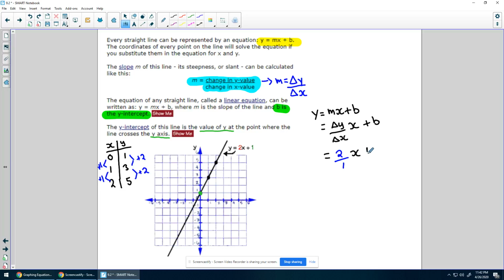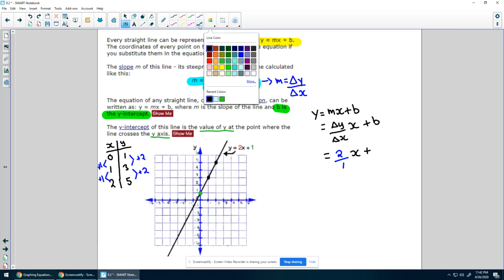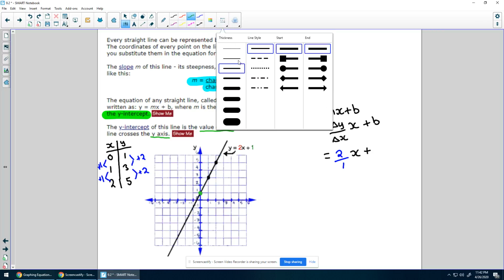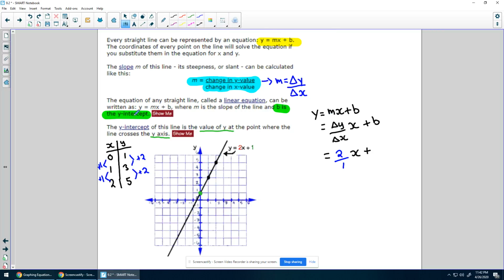X stays, plus b, which is our y-intercept. And our y-intercept is when x is 0, what is y? In this case, it's going to be 1. Okay, now we can simplify this right here. What's 2 divided by 1? Well, that's just 2. x plus 1.